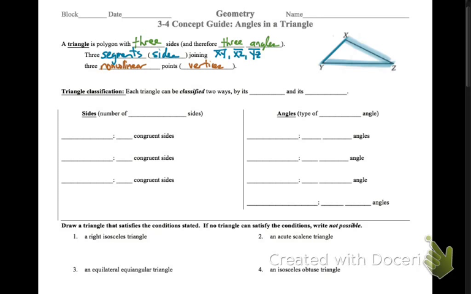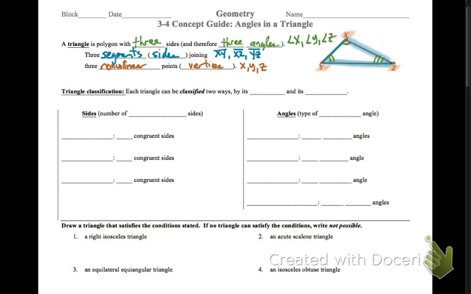Those three non-collinear points are the vertices of the triangle. We have vertex X, Y, and Z over here. Each of those 3 points is called a vertex. And so we have three angles: angle X, angle Y, and angle Z. So those are all of the pieces and parts that we're going to be talking about of the triangle.